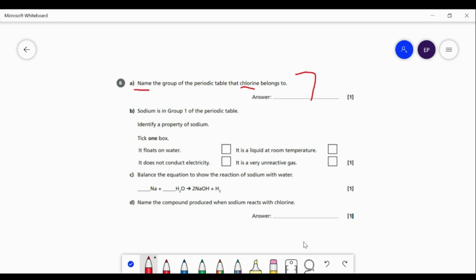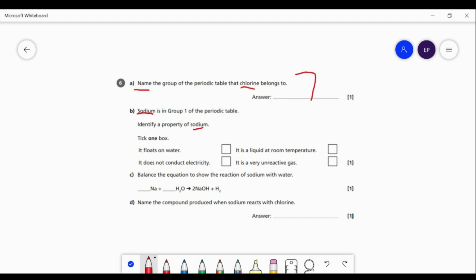B. Sodium is in group 1 of the periodic table. Identify a property of sodium. And it asks us to tick one box. So we must remember, even if we tick more than one box, even if one of them is correct, then we won't score the mark. So we're going to need to narrow it down just to one. Let's look at the possibilities.